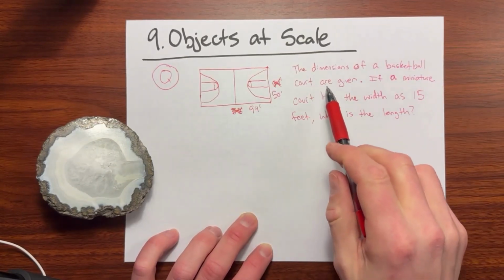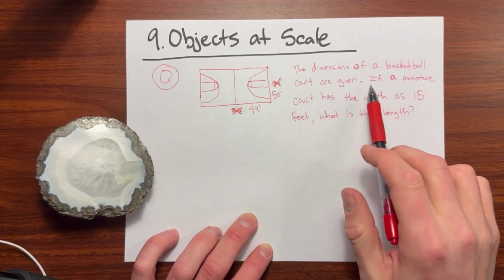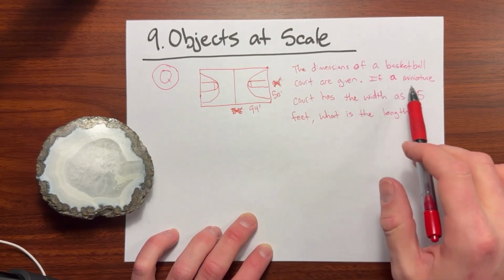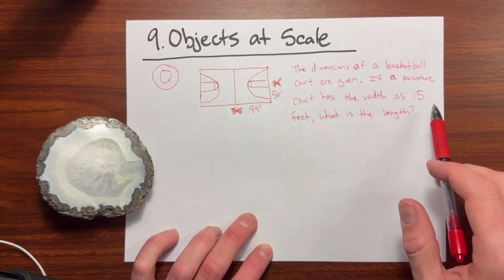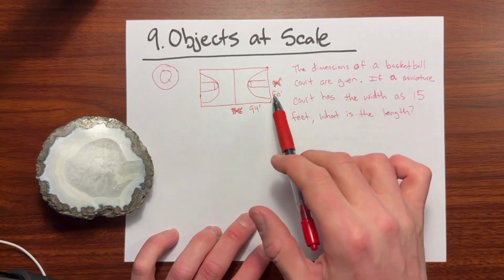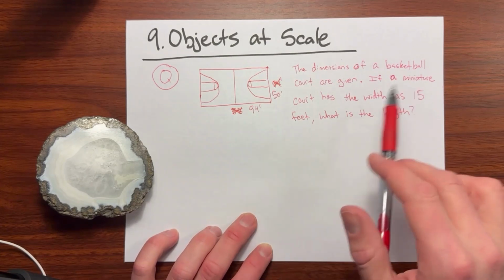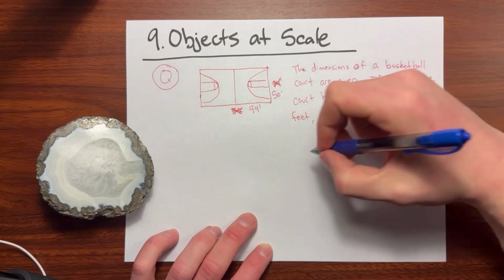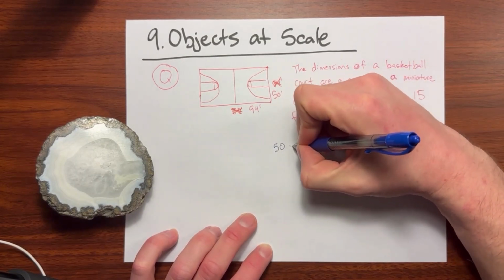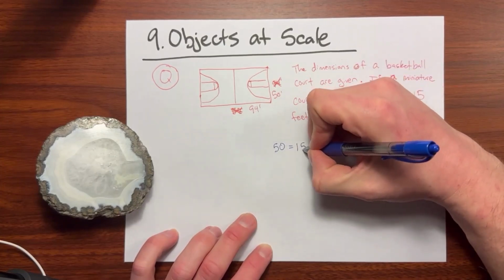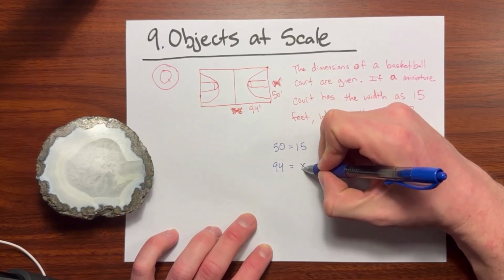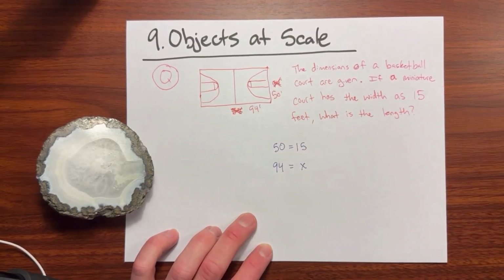Okay, so let's say a question gives you the dimensions of a basketball court as 50 by 94, and you're told that a miniature court has the width of 15 feet. What would be the length if the scale matches? So to do this, we will see that the 50-foot portion is going to be matched up with the 15-foot portion. We have the 94-foot portion matching up with the answer we're looking for.